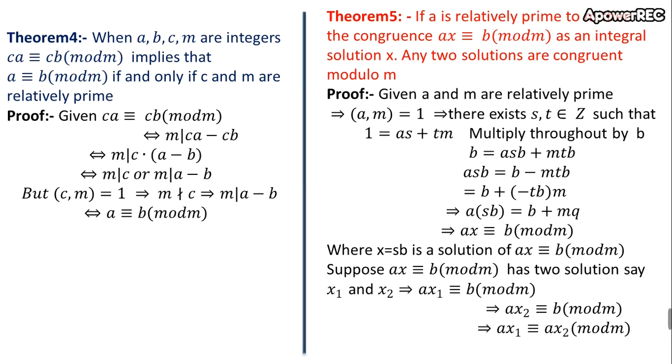So on equating those two congruences, I get AX1 is congruent to AX2 modulo M, because both AX1 and AX2 are congruent to the B value. Therefore, I can equate those two terms. AX1 is congruent to AX2 modulo M. Hence, X1 is congruent to X2 modulo M. This proves the uniqueness of the solution. This completes the theorem.